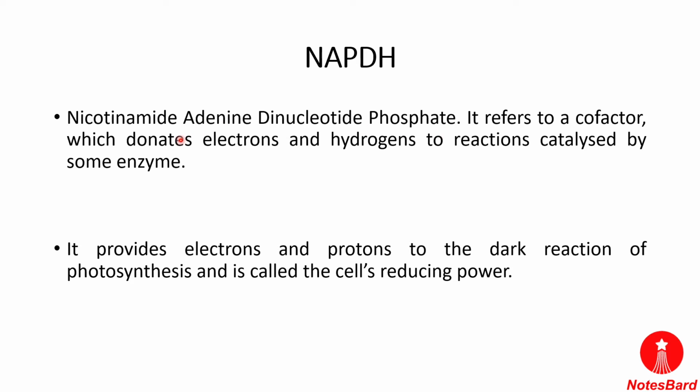Now it refers to a cofactor which donates the electrons and hydrogen to reactions that are catalyzed by some of the enzymes. Now it provides electrons and protons to the dark reaction of the photosynthesis, and this is called the cell's reducing power. If we talk about NADPH, then it contains an extra phosphate group. So you can see the P here, they have an extra phosphate group. Now it is involved in the photosynthesis and NADPH is the reduced form of NADP+. So this is the reduced form.